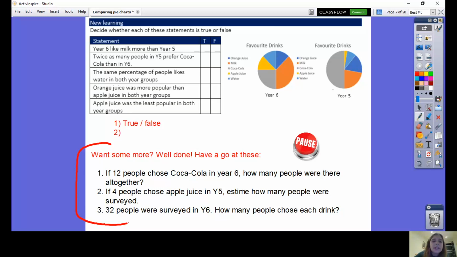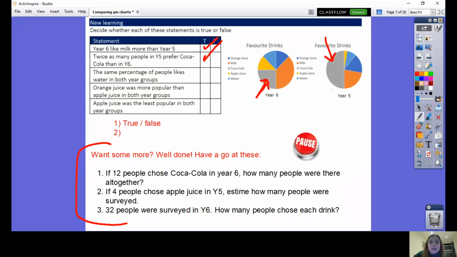Okay, the first question said year 6 like milk more than year 5. Milk is orange. This is milk in year 6 and this is milk in year 5. Yes, that is true. Twice as many people in year 5 preferred Coca-Cola than year 6. I can see Coca-Cola is grey. In year 5 that's half, in year 6 that's a quarter. Twice as many people in year 5, yes, double 1/4 would be a half.